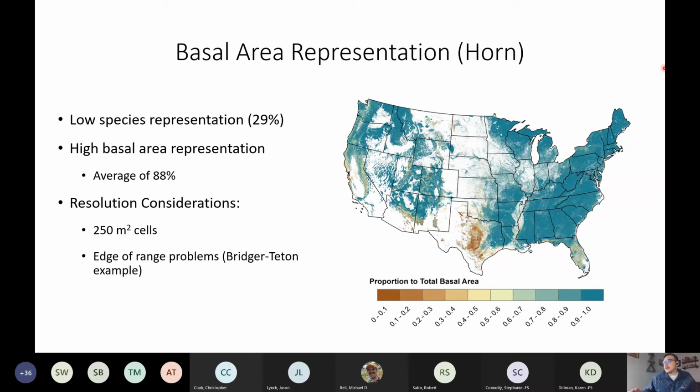So on average, it's 88% across the country. There are certain pockets in areas of the country where we may have a lower proportion to the basal area. And like I mentioned, there are resolution considerations to take. I mentioned this edge of range problem.